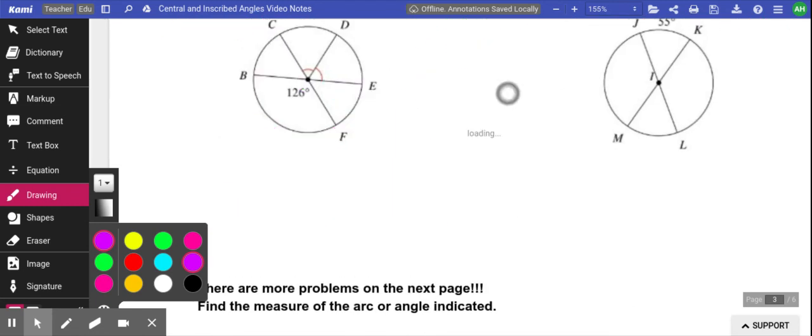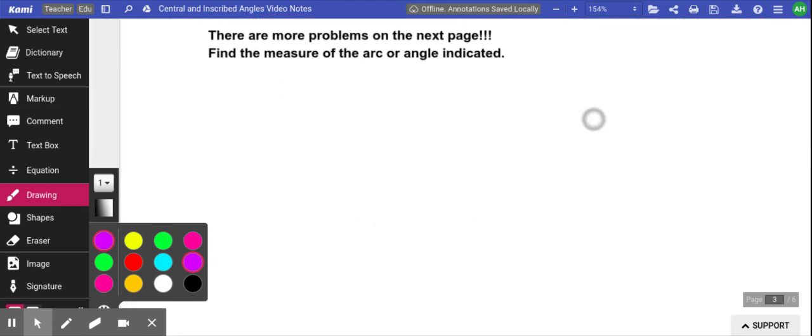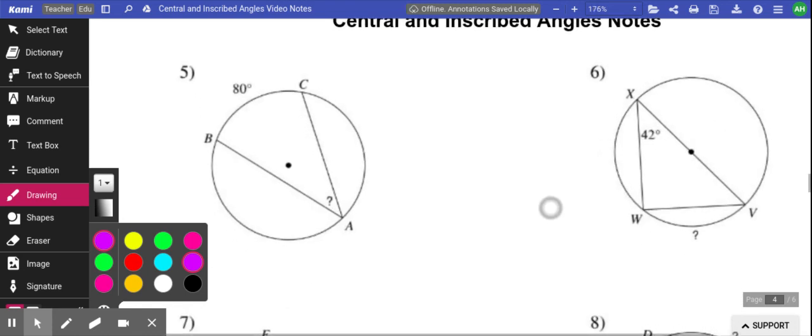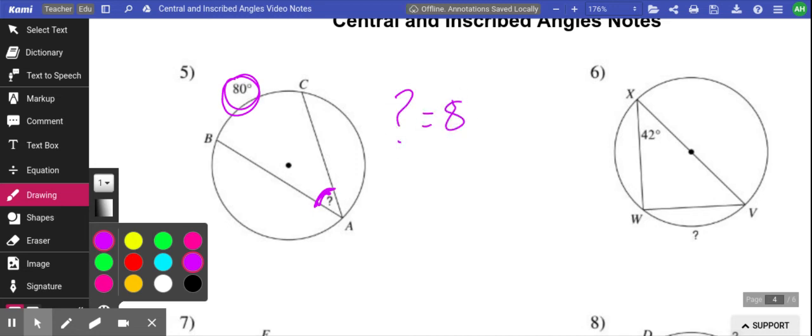Okay, so I am going to skip that one, and we're going to go on to these ones. These are inscribed angles, not central angles. So the first thing you have to remember, this is half of this. So if this is 80, the question mark is going to be 80 divided by 2, which is 40.